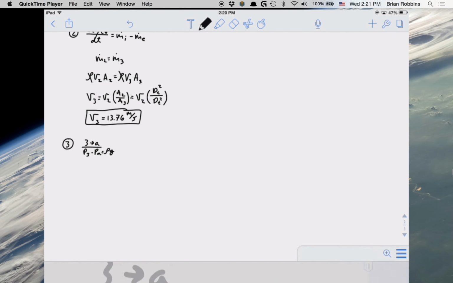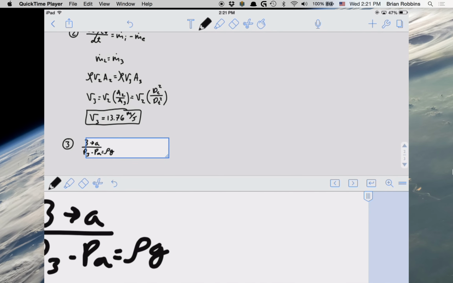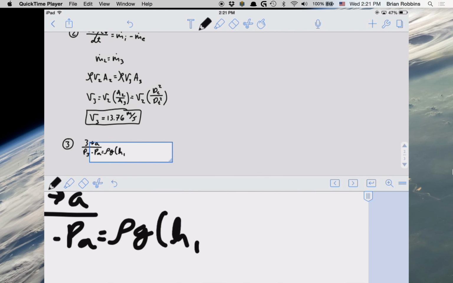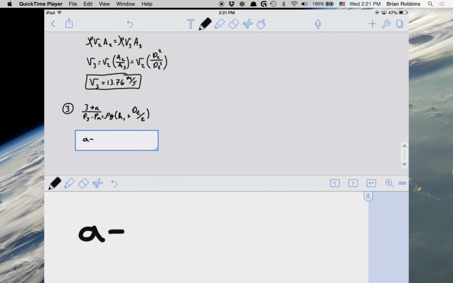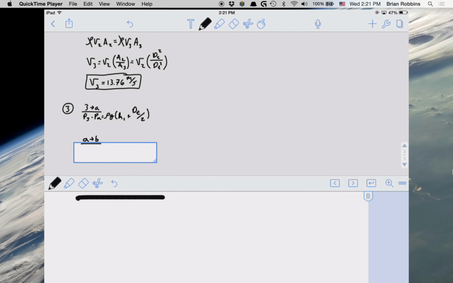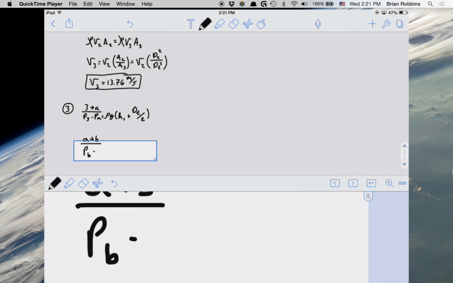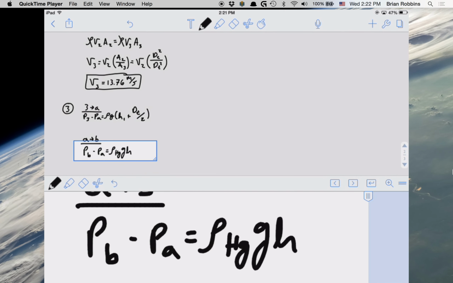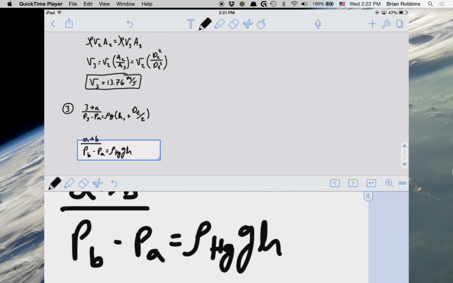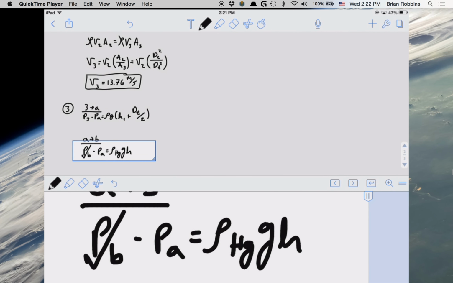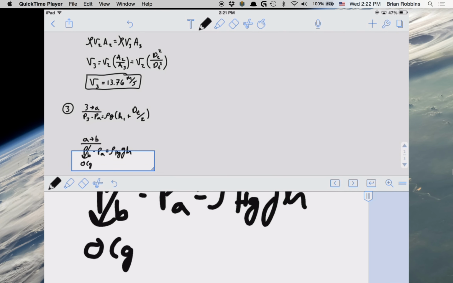Okay, so let's go ahead and write that down. So we get H1 plus dt divided by 2. So now let's go from A to B. And we have PB minus PA is equal to rho of mercury times gravity times our height h. So the difference in height between our gauge fluid. Now recall that at point B it's actually open to atmospheric conditions. So this term will actually just go to 0 because we'll solve this in gauge.